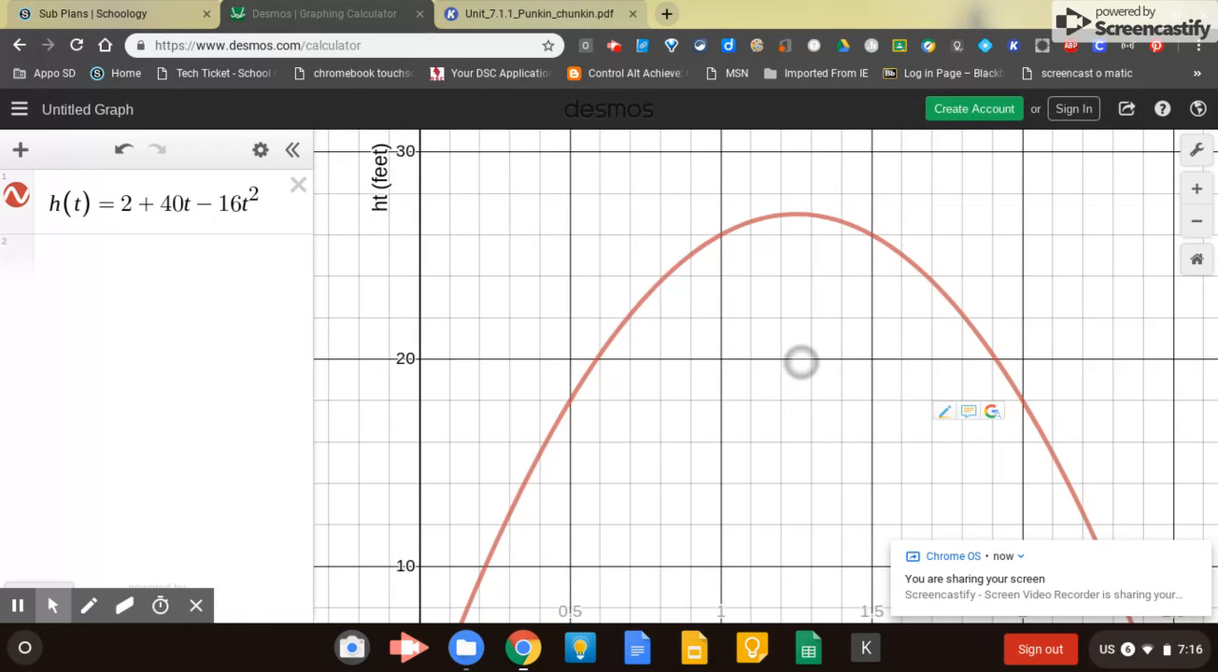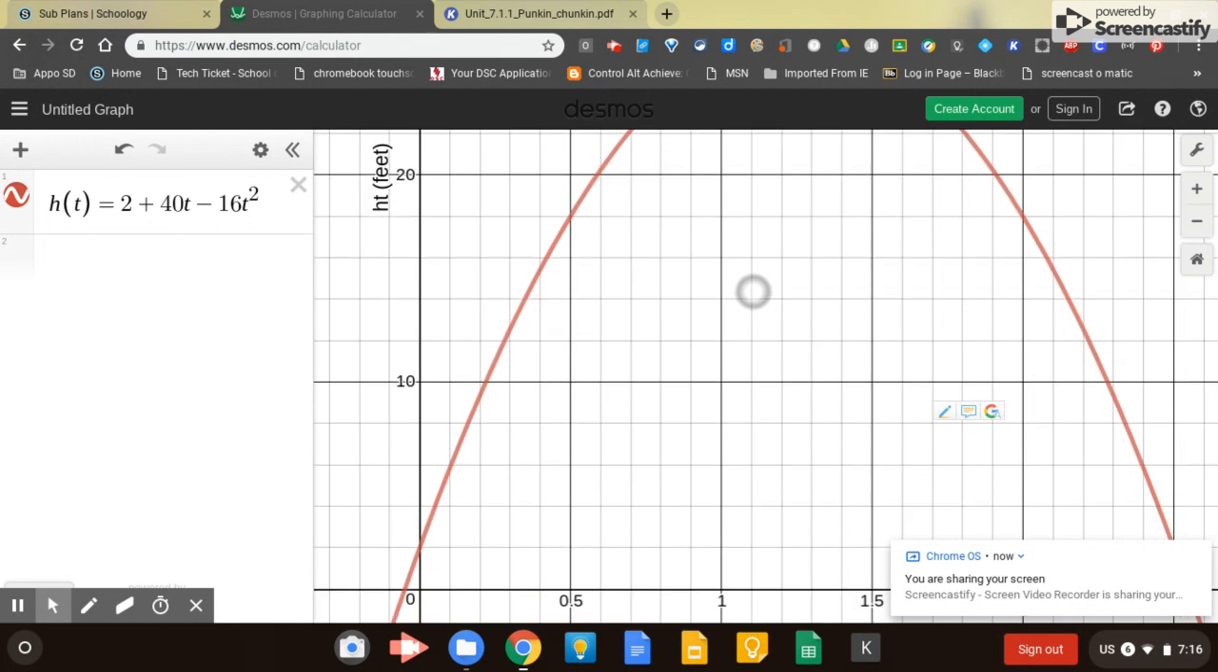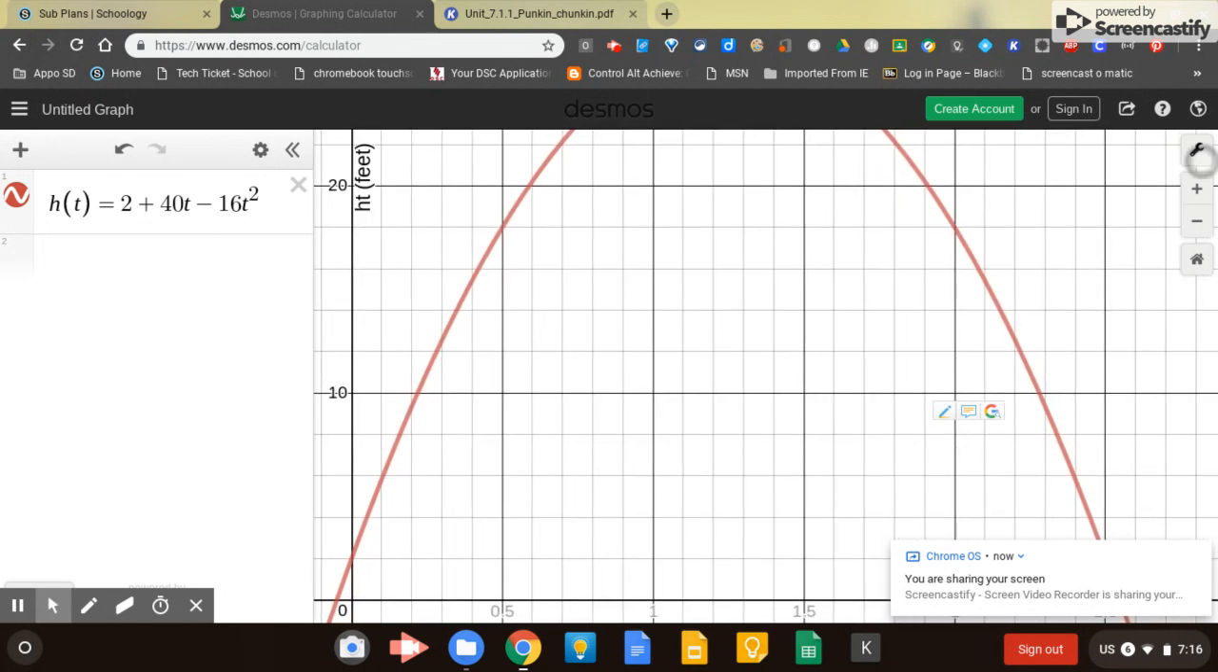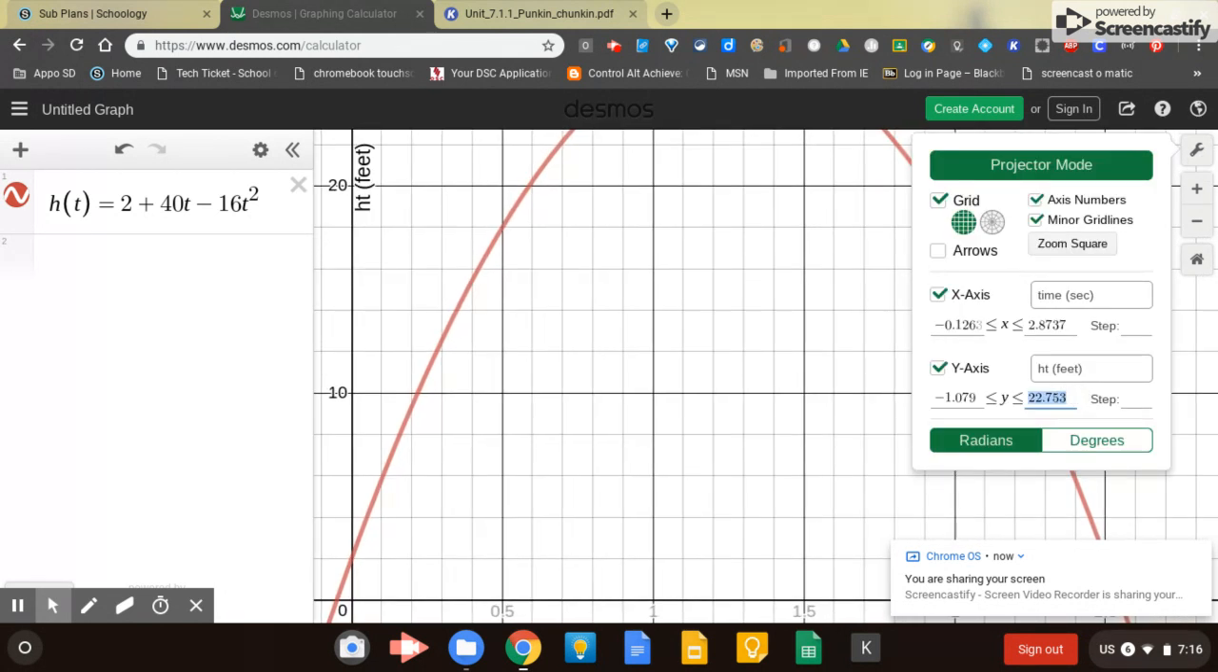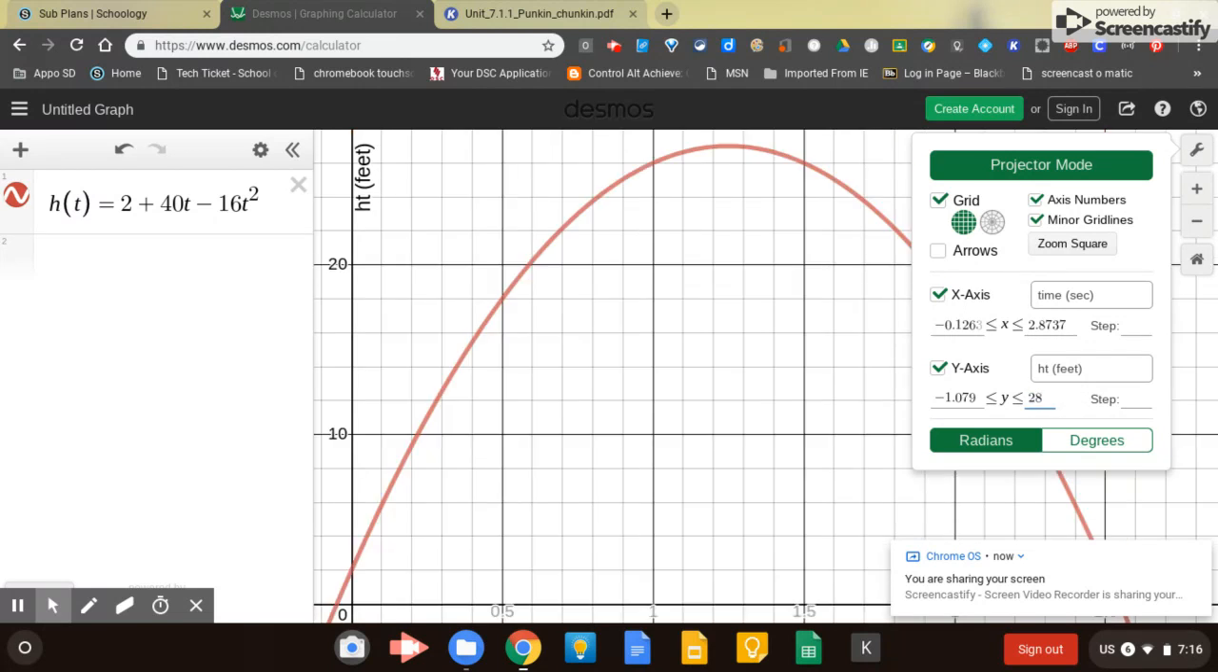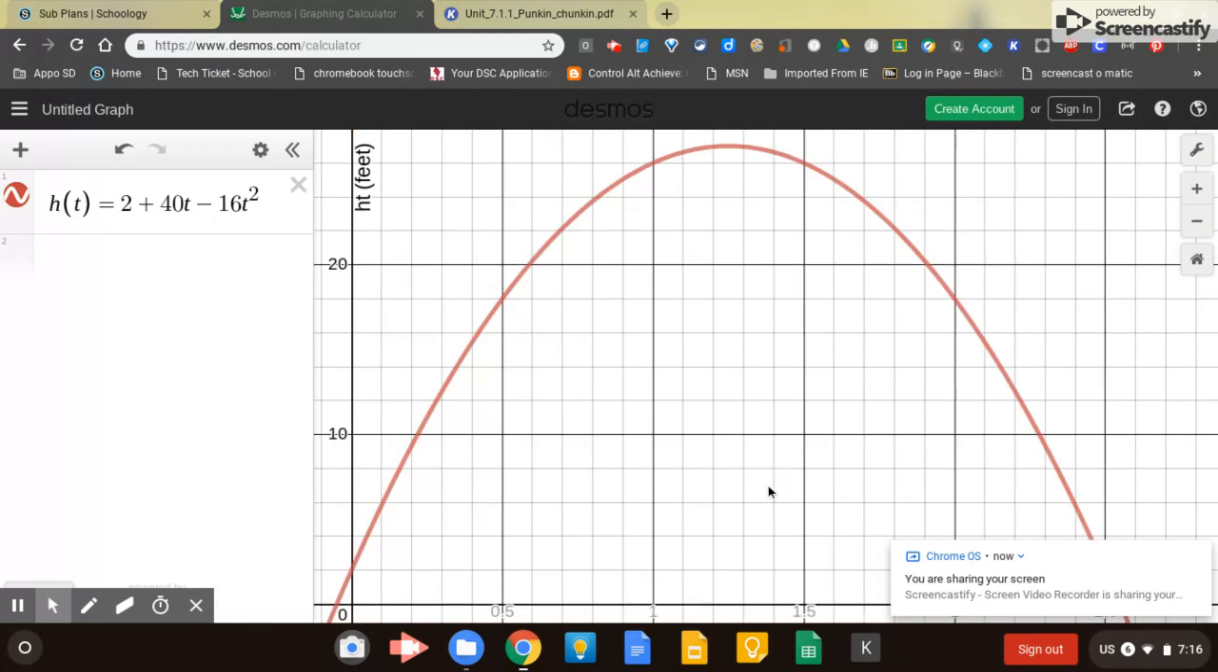So 20, 40, 60, 80, or 22, 24, 26, 27. So it's going to be less than 28. So I might have to go back in and take a look at this again. But if I do this, let's make my Y max 28. And now I can see the whole thing.